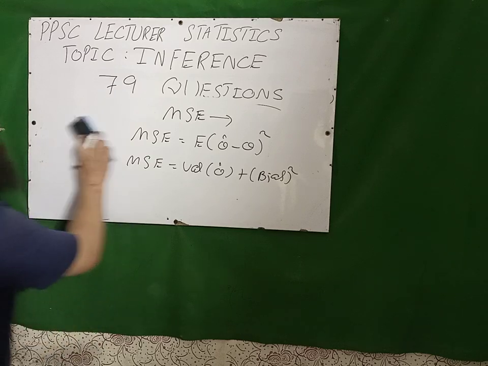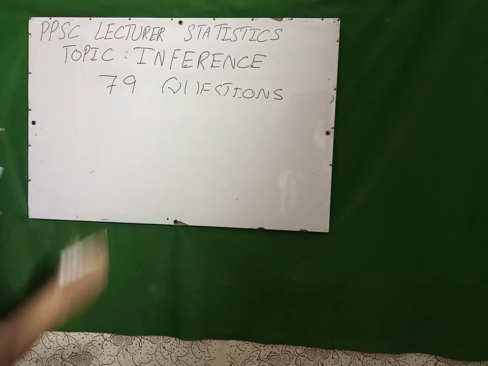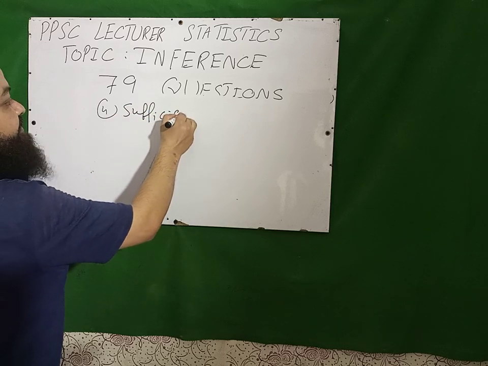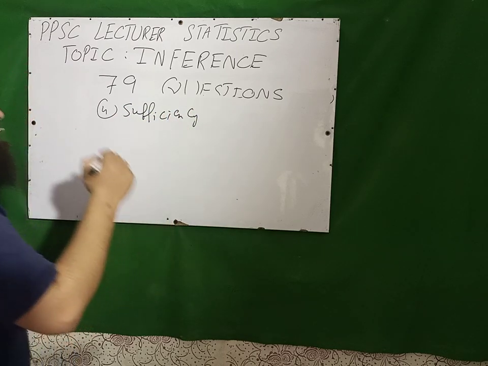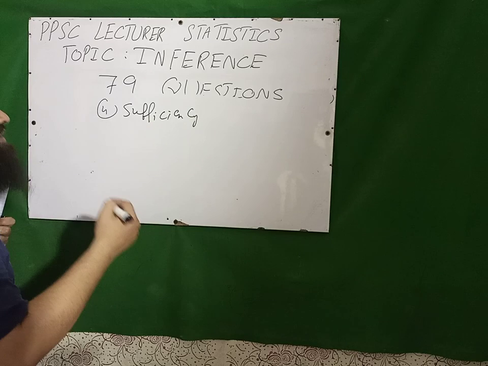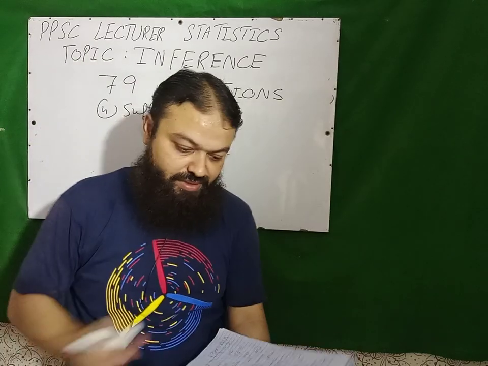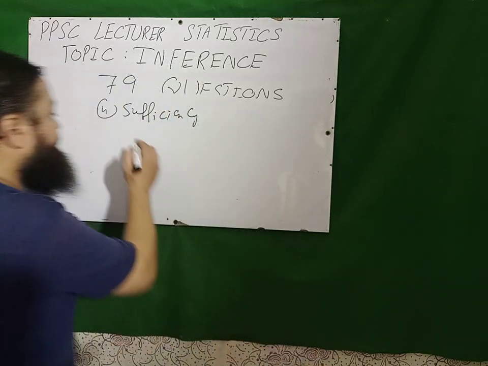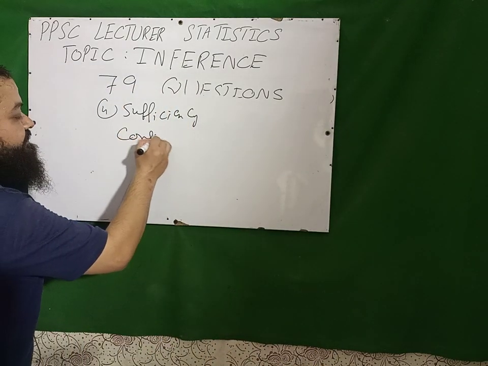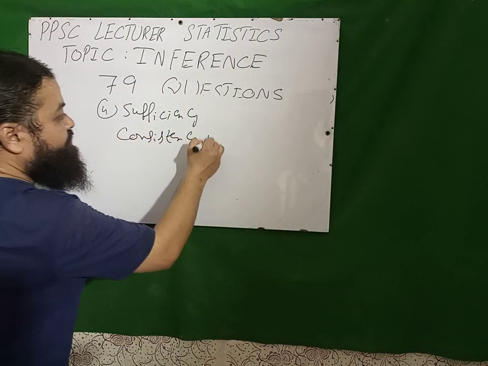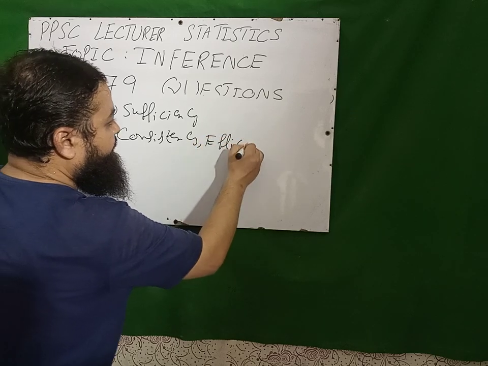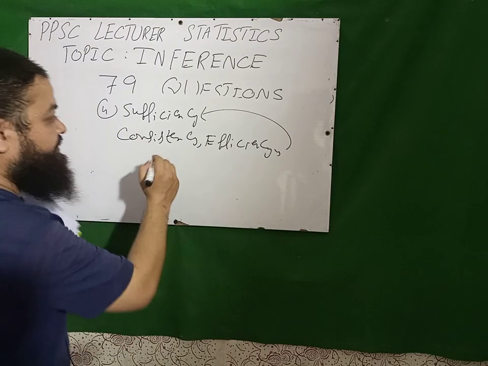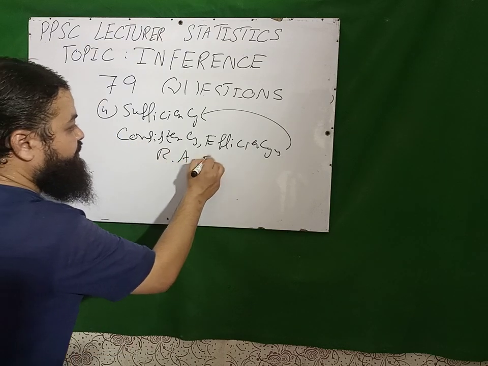Now sufficiency. An estimator is said to be a sufficient estimator of theta whenever it uses all the information contained in the sample. Now a very important question I will discuss with you. The concepts of consistency, efficiency, and sufficiency were given by the same person, only one, R.A. Fisher.